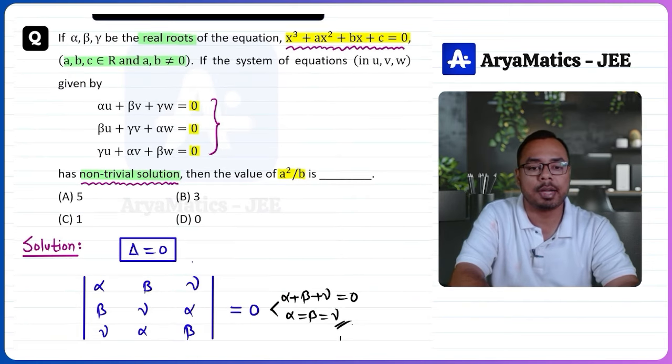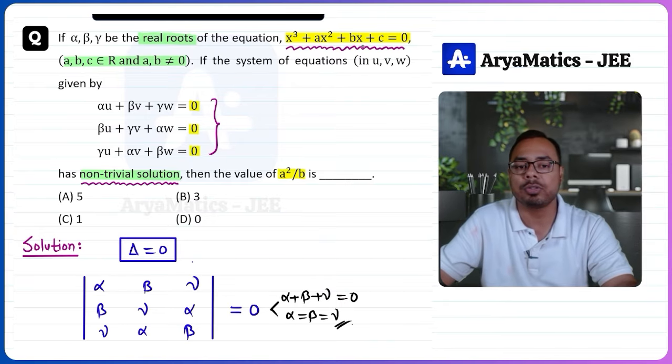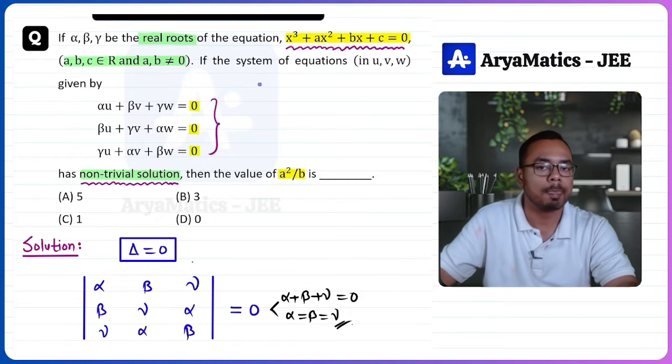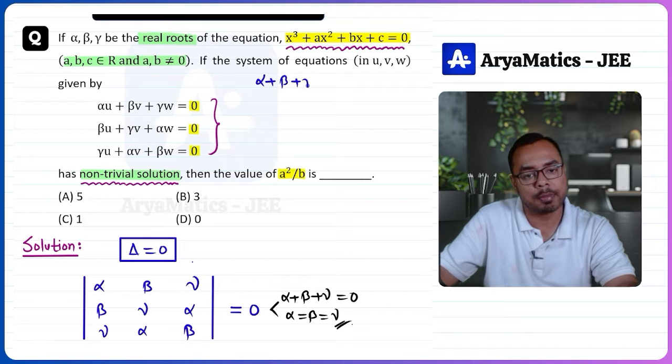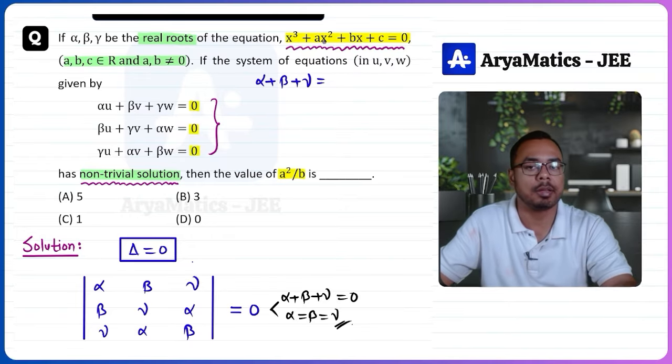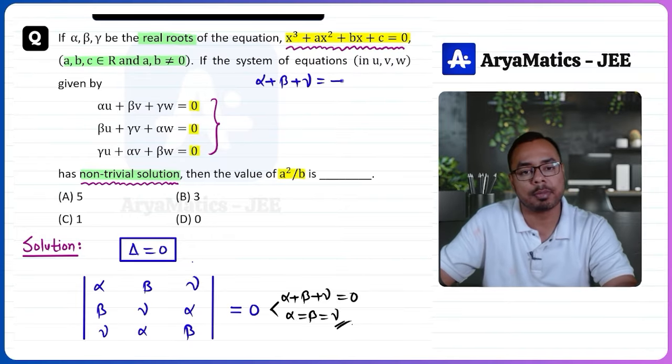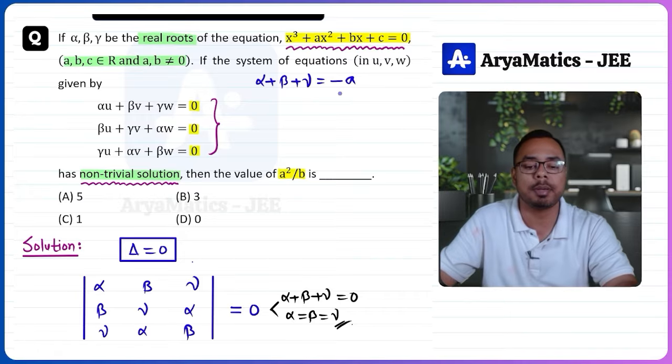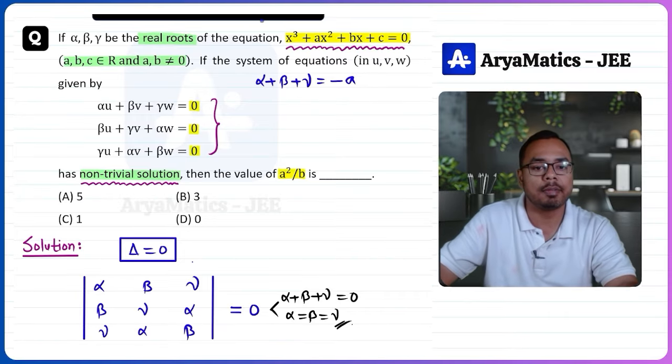Now notice here that alpha, beta and gamma are the roots of this cubic equation. So if I apply the formula for the sum of roots, alpha plus beta plus gamma must be minus a by 1, right? Minus the coefficient of x square by the coefficient of x cube. So this must be minus a, and it is given that a and b, these two are non-zero, right?